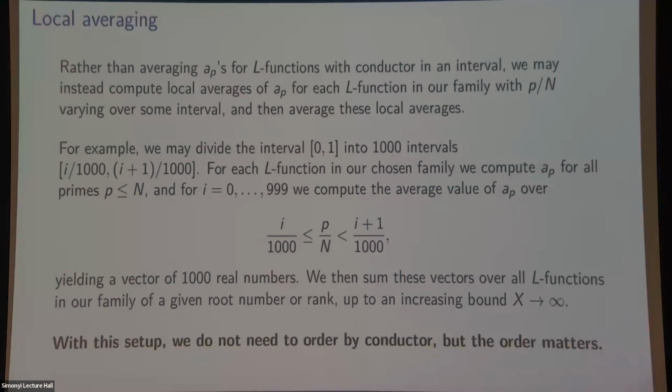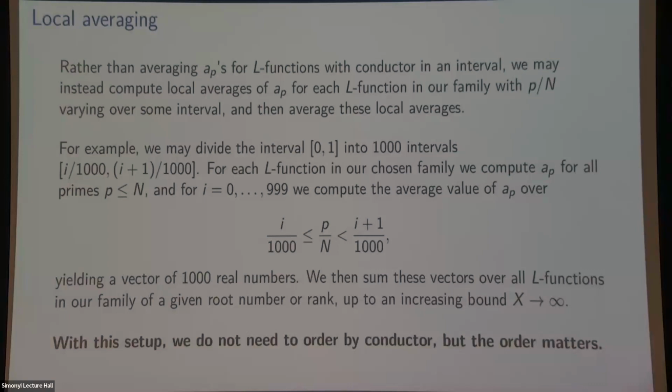So in order to handle that situation, we're going to compute local averages, where for each L function in our collection, we divide the range from 0 up to, say, 1 or 2, where 1 or 2 represents the maximum ratio of p over the conductor. You could take that ratio up into the tens or hundreds, as Nina did in her talk, but I'm going to focus on the computationally accessible region where that bound is like 1 or 2.